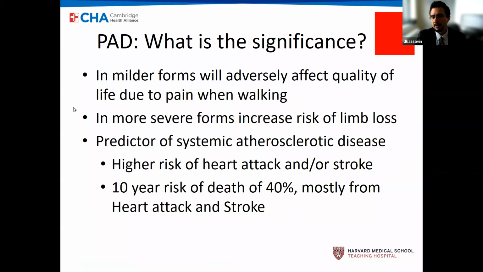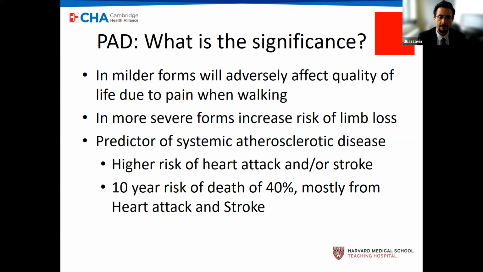So what is the overall significance of peripheral arterial disease? Why will this affect a patient day to day? Well, in milder forms, it's going to affect someone's quality of life because when that patient walks, they're just not going to get enough circulation to the extremity. And they may develop some discomfort in the calf or other parts of the legs. In more severe forms, there may be a risk of limb loss, especially if there's an active ulcer present.